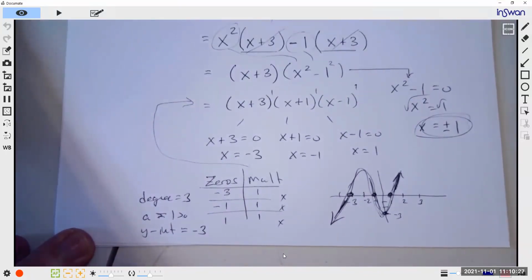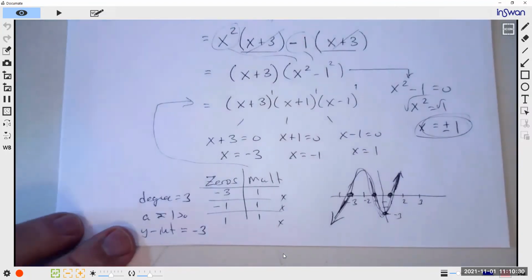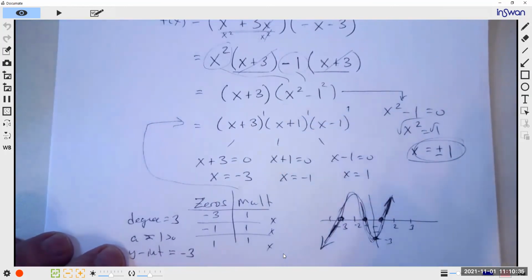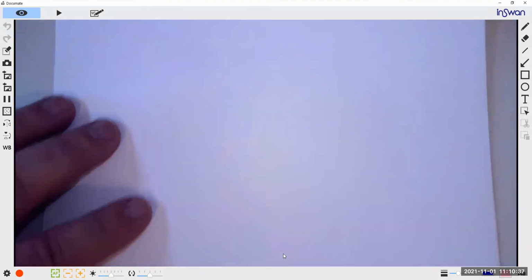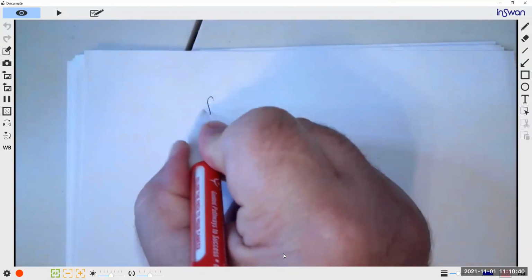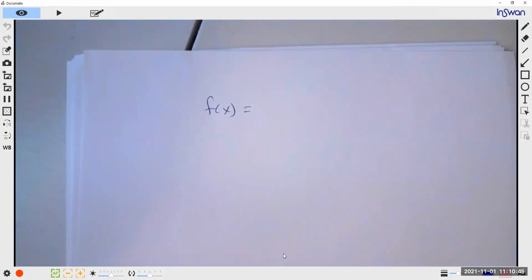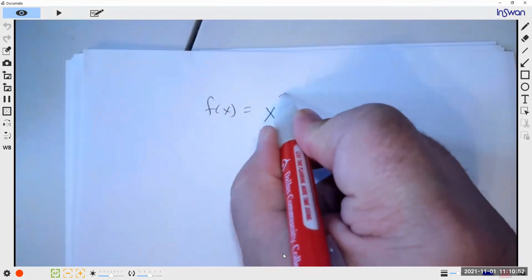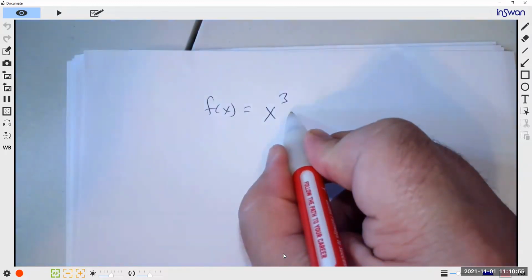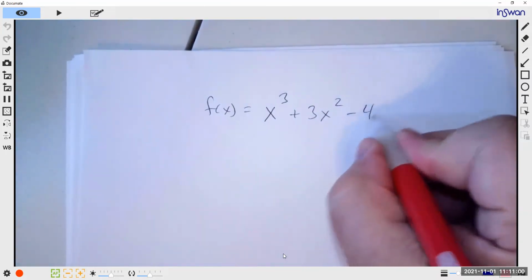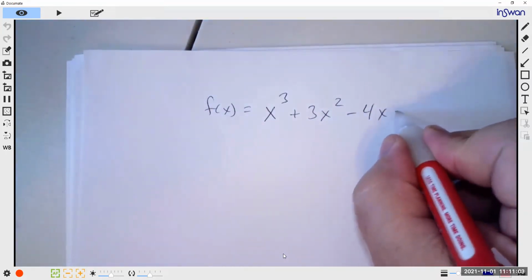For the multiplicity, so it's going to be a 1. Well, no, not always. It just happens in this case it was. Because, I mean, we could get other equations. What if I gave you this equation? Let me see. So if I give you x cubed plus 3x squared minus 4x minus 12.